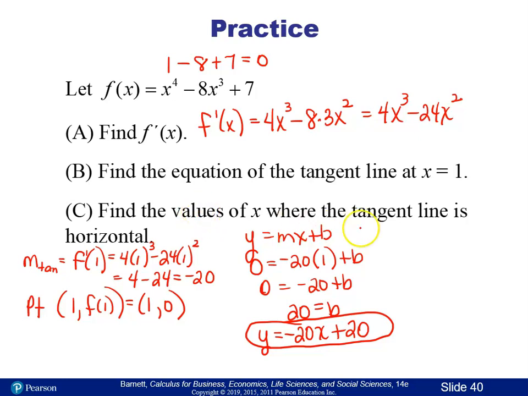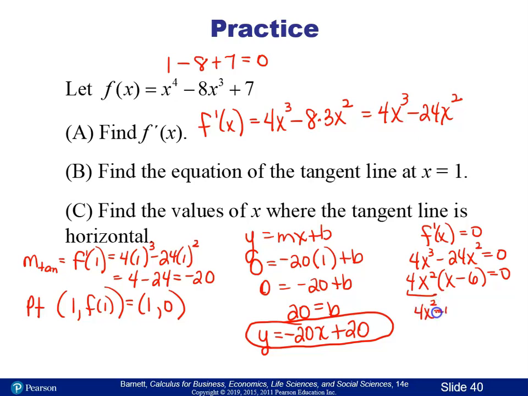And then last, we want to find the values where the tangent line is horizontal. That means where f prime of x is equal to 0. We're going to take the 4x to the third minus 24x squared and set that equal to 0. We'll factor out a 4 and an x squared. If we set that equal to 0, we're going to get x squared is equal to 0, and then here, we're going to get x equals 6.